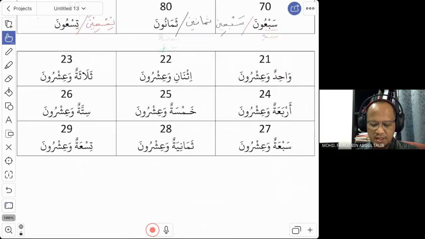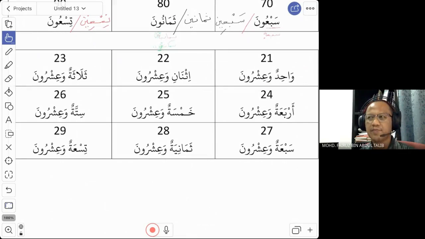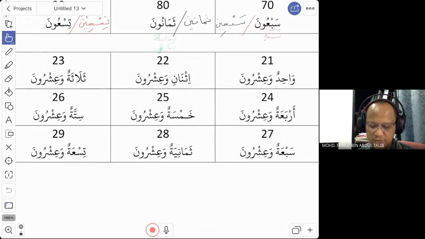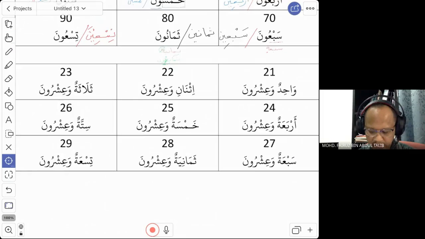And finally, the next one is the numbers. How do you say from 21 to 99? Of course, we will start with 21 until 29. Once you know how to say this, you will be able to say 31 to 39, 41 to 49, 61 to 69, until 91 and 99, because we have a rule. Let us look at 21.